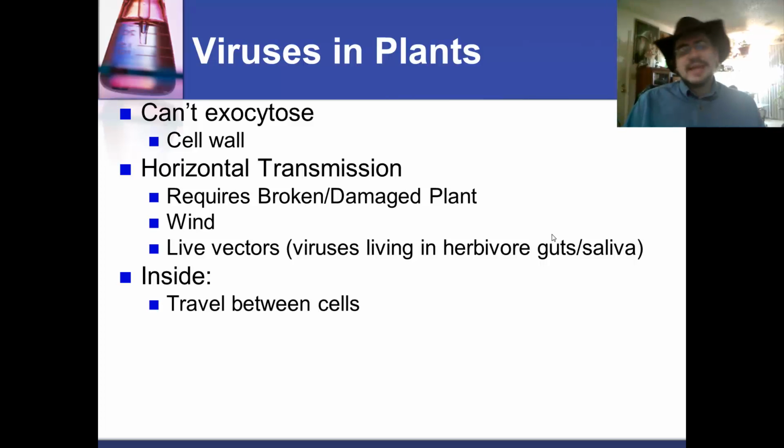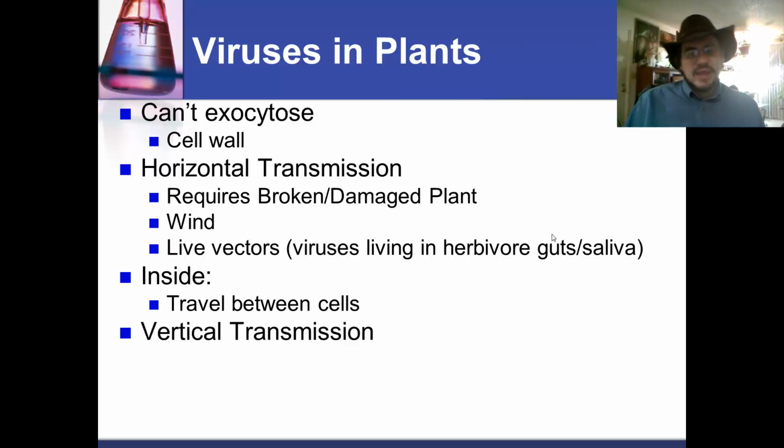So once they get inside the plant, they travel between cells. Another way viruses replicate in plants is vertical transmission. In vertical transmission, the virus not only infects regular cells, but it will infect the sex cell.